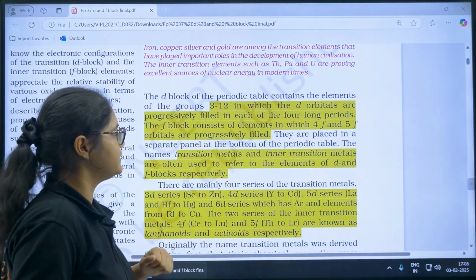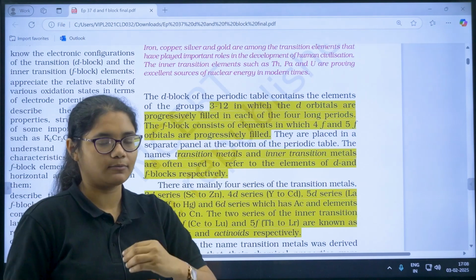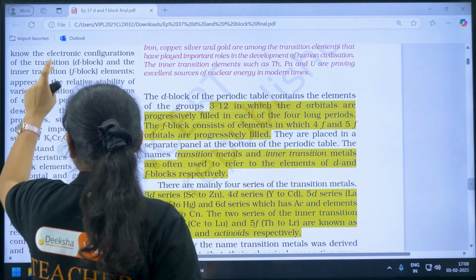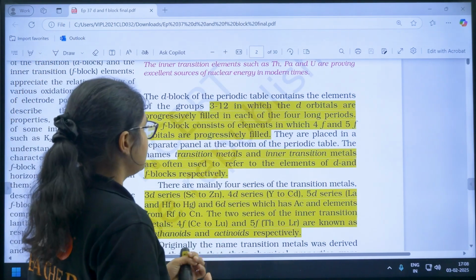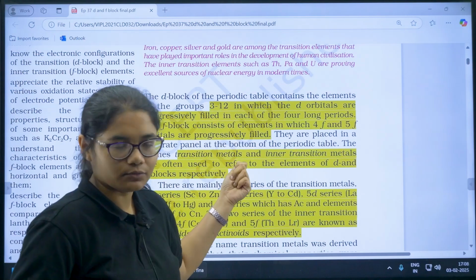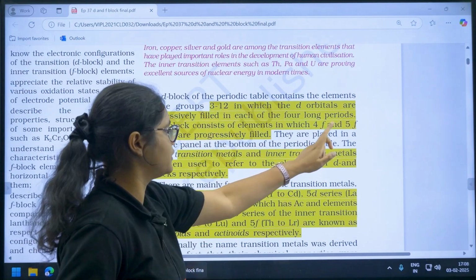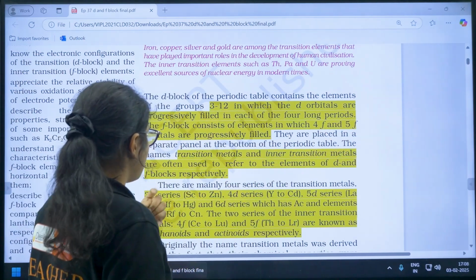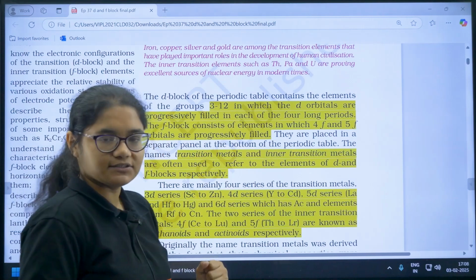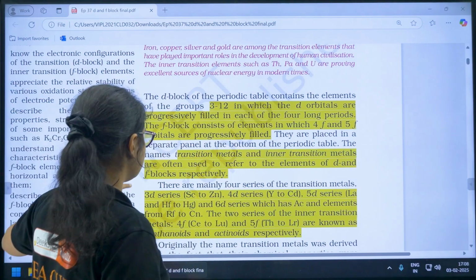First of all, we will be talking about the position of the d block element. Here I have highlighted group numbers 3 to 12, and there are d block elements, 4f and 5f. Next we have transition metals and inner transition metals, and then different series are given.